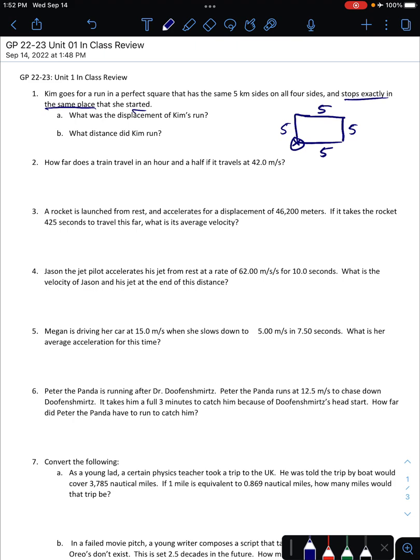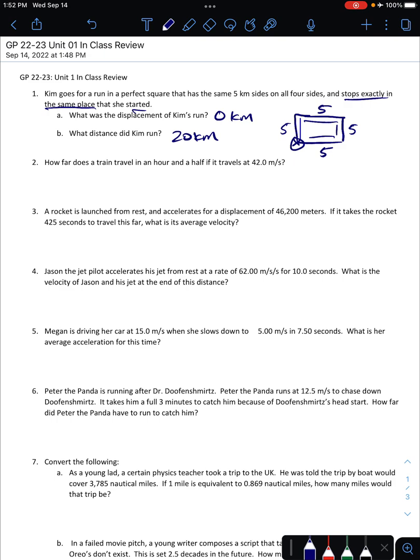So anytime we look at displacement, you go around the circle, you come back to the same spot, that's going to be 0 kilometers. What distance did she run? That's a 5, right? That's a 10, that's a 15, and that's a 20. Oops, sorry. 10, 15, 20. So this should be 20 kilometers.